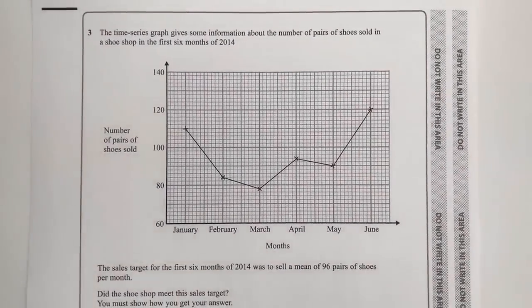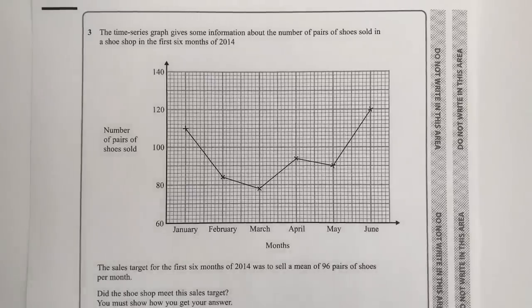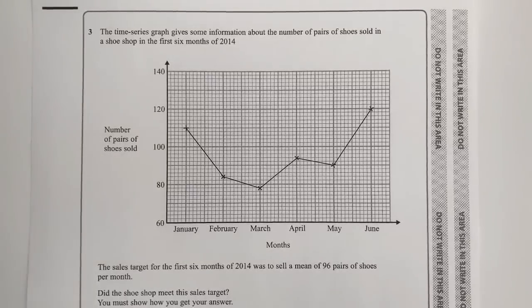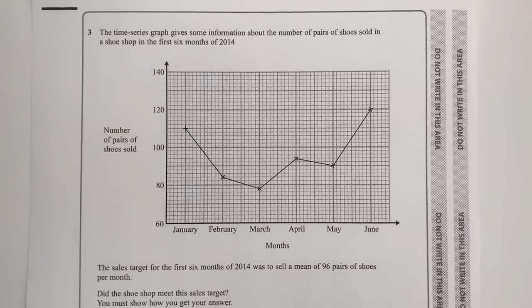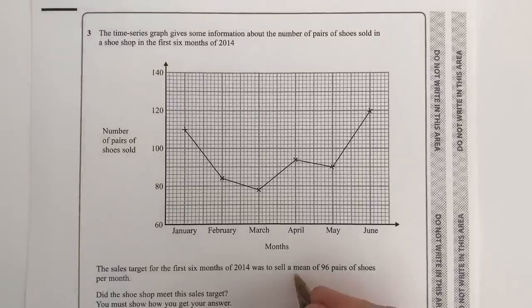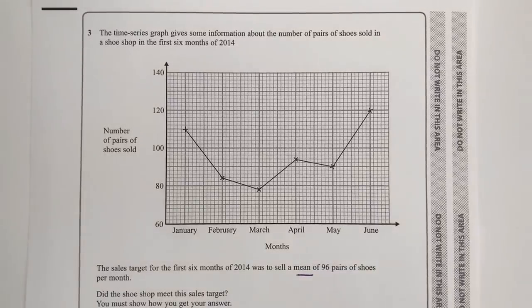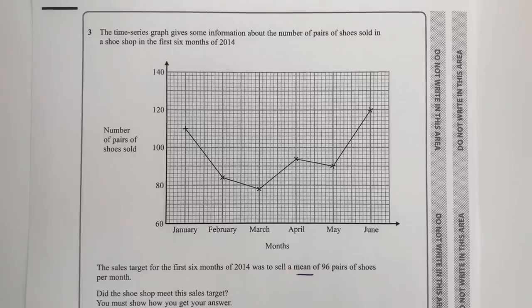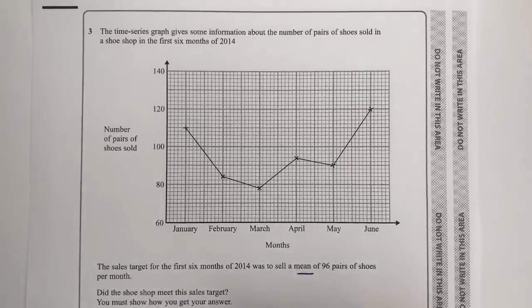Okay, so in this particular one we're being given a graph. It's what they call a time series graph, and it gives some information about the number of pairs of shoes sold in a shop for the first 6 months, and what they're asking us to do is to effectively work out the mean. At the moment they're saying the target is 96 pairs of shoes per month, and we've got to work out whether the shop meets its sales target.